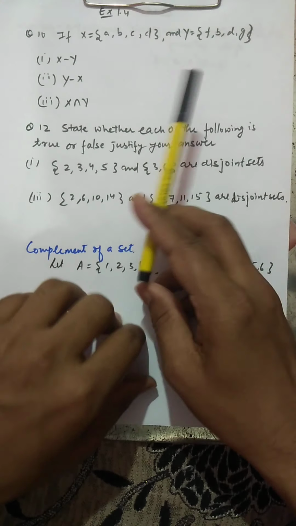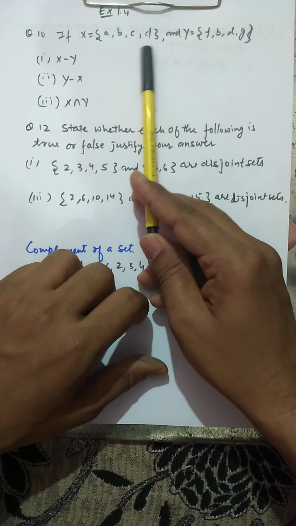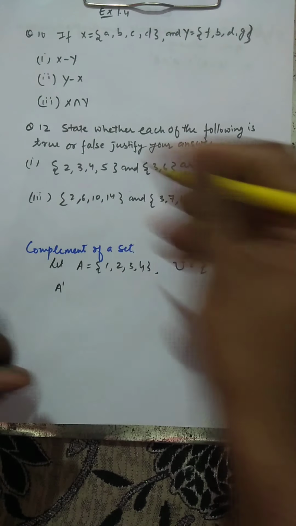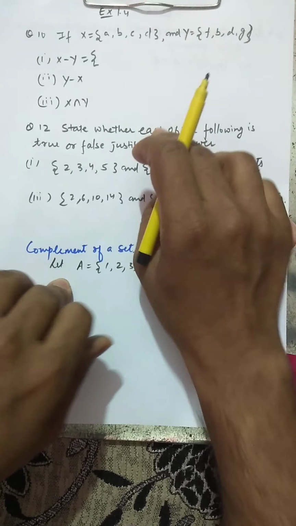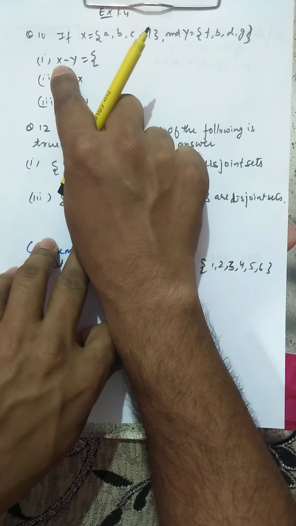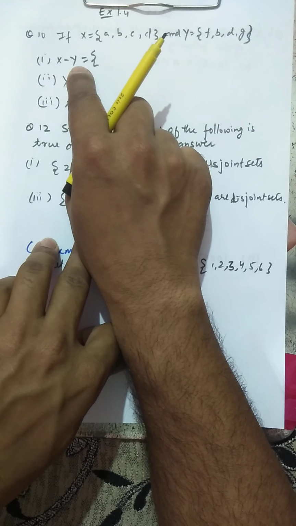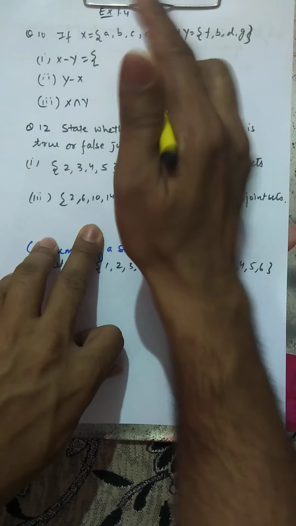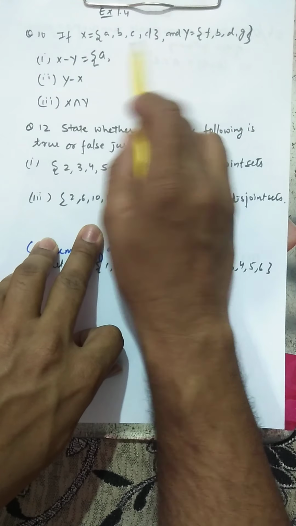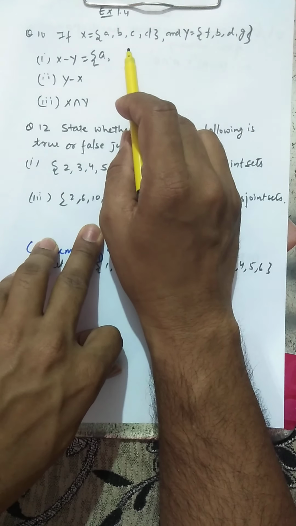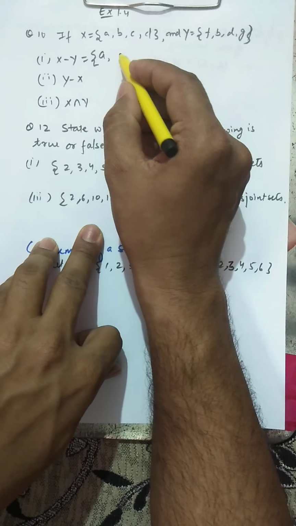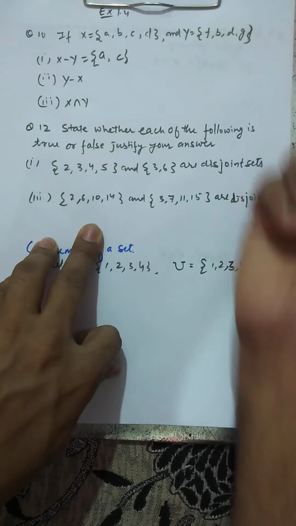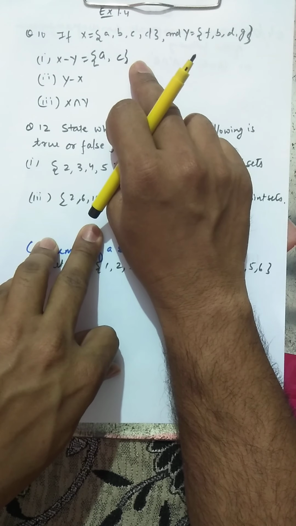Okay, so you see that capital X is {A, B, C, D} and capital Y is {F, B, D, G}. You have to find X minus Y. So your X minus Y, according to the definition, is the elements which belong to X but do not belong to Y. So A, you see A is here but A is not here, so you take A. B is here but B is also here, you do not take B. C is here but C is not here, you take C. And D is here but D is also here, do not take D. So your X minus Y is {A, C}.